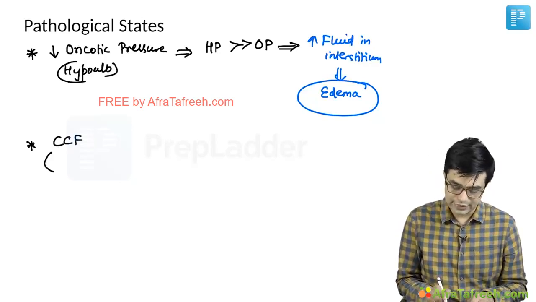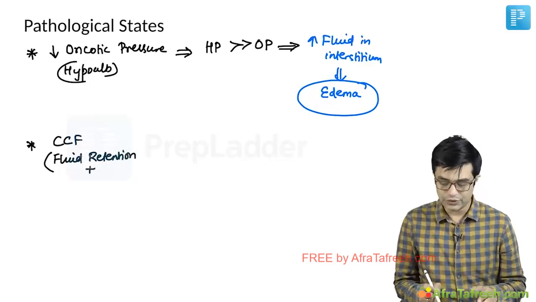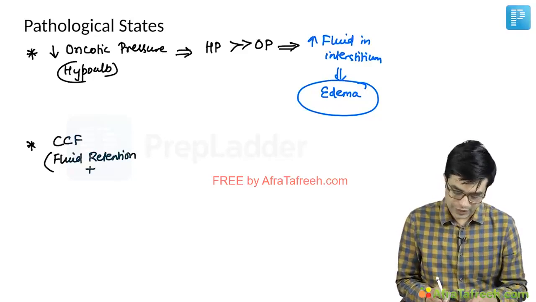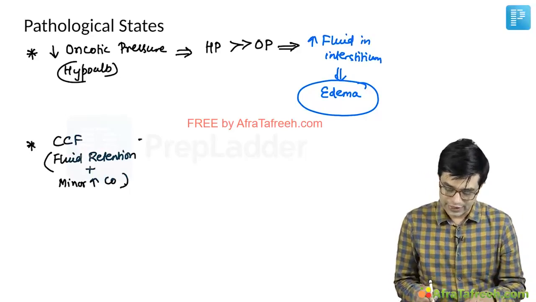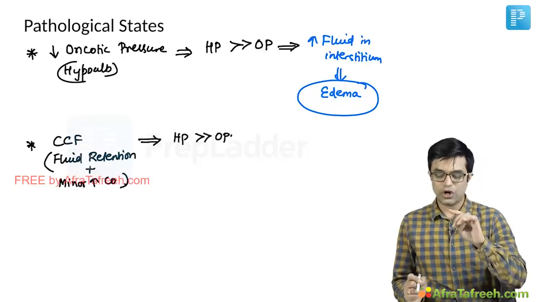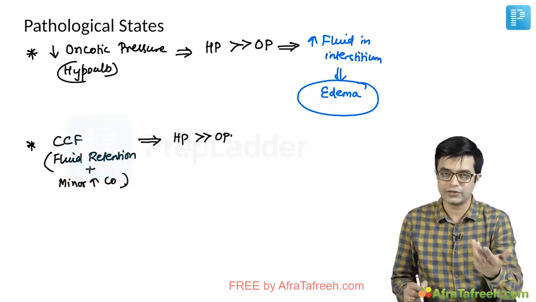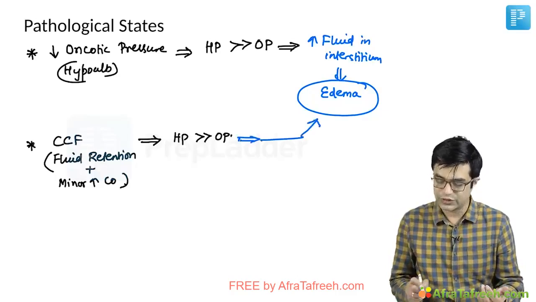Second scenario is whenever a patient has congestive cardiac failure, a child has CCF. Whenever there will be CCF, there will be fluid retention happening in the patient. Sodium and water retention will be happening. Plus, due to compensation of CCF, the heart will try to increase the cardiac output. So there will be minor increase in the cardiac output also, provided the patient is not in systolic failure, right? So the net result of this will be, again, hydrostatic pressure will be more than oncotic pressure, but it will not be due to fall in oncotic pressure, rather the hydrostatic pressure itself will be more majorly because of fluid retention, and so this will again produce fluid in interstitium producing edema.